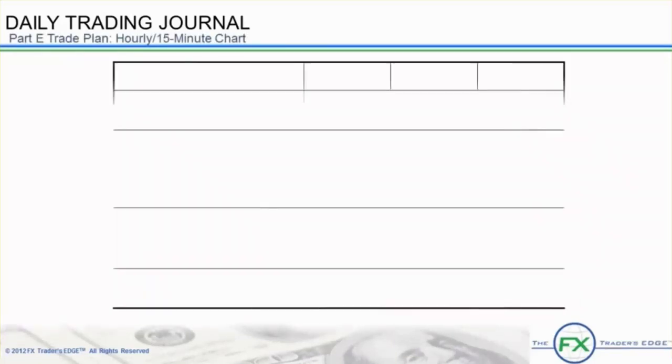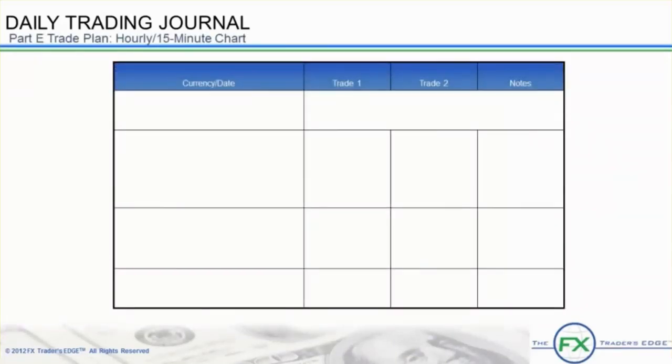Part E, Trade Plan, Hourly and 15-minute Chart. Part E is the trade plan. This is all about pulling the trigger. The checklist and the chart analysis is the research that we do in order to be able to complete the trade plan. Once we plan the trade, we trade the plan.